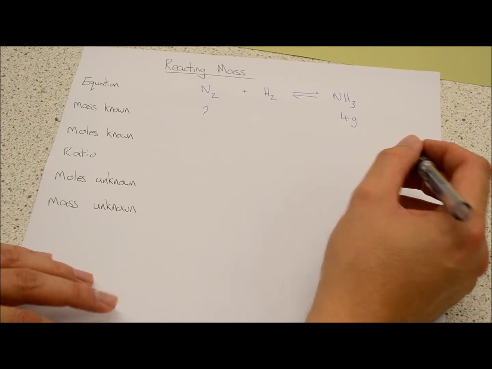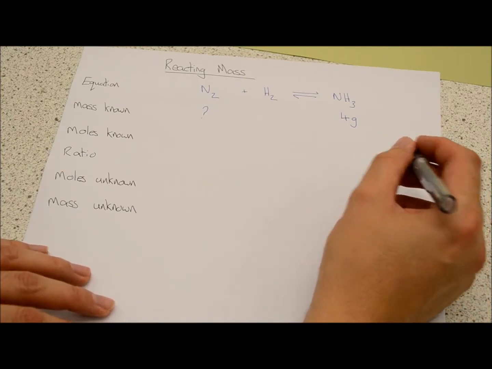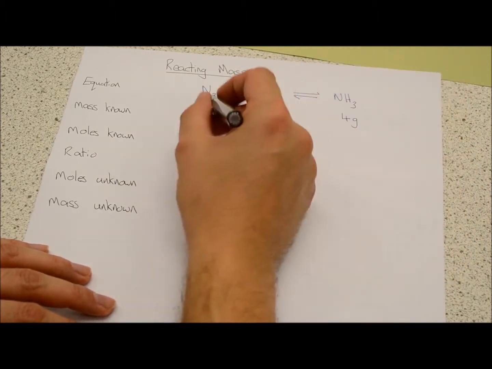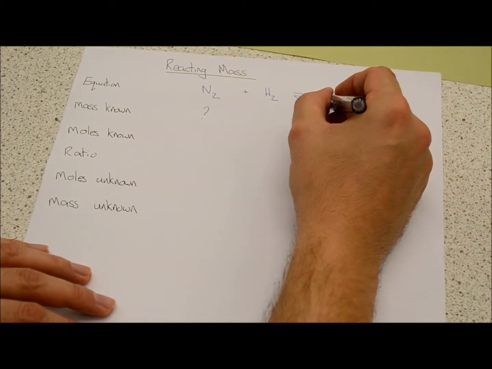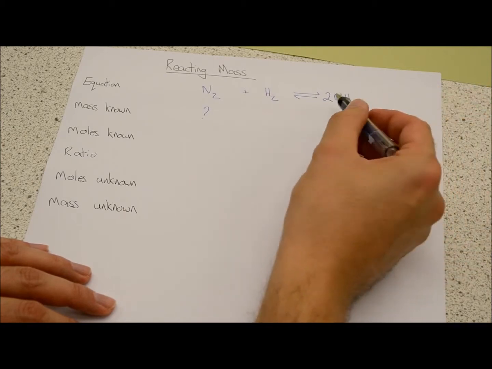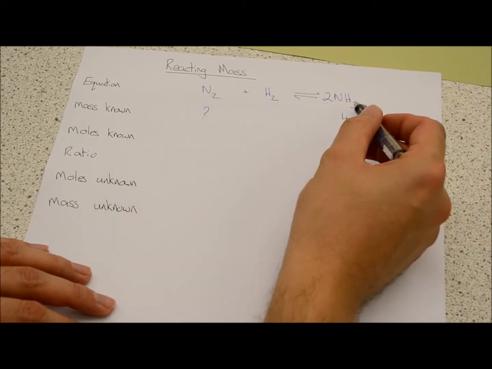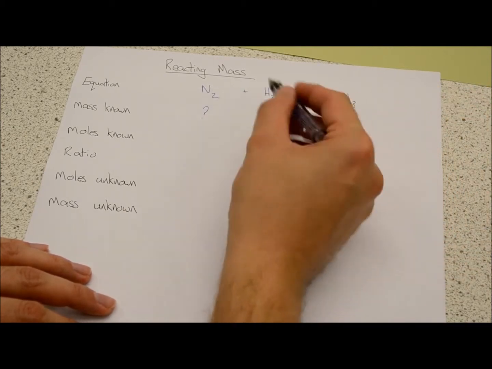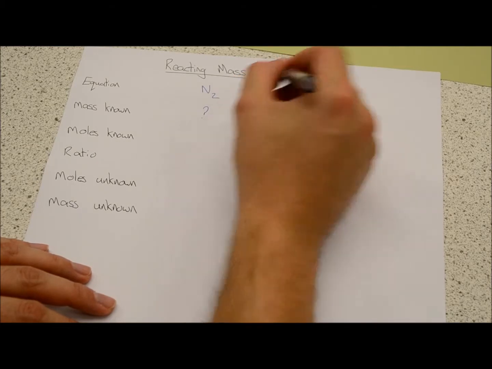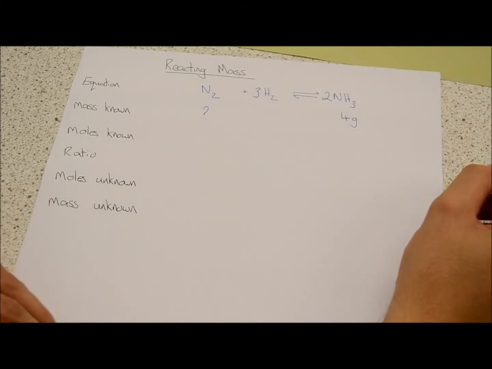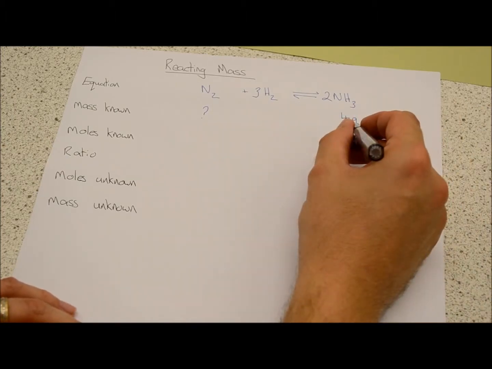This time, we're going to check that the equation is balanced, and obviously we can see that it isn't. We will need to double up the number of nitrogens in ammonia. So the number of nitrogens, 2 there, 2 here, but now we have 6 lots of hydrogen, so we now need to put a 3 in front of this hydrogen, and that's really important when we come to our ratio section. So we've got 4 grams.